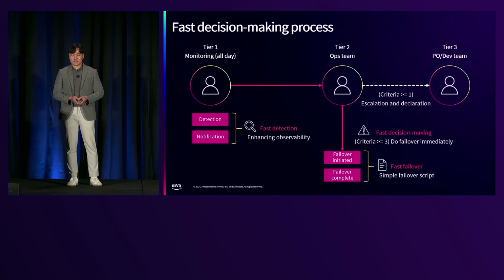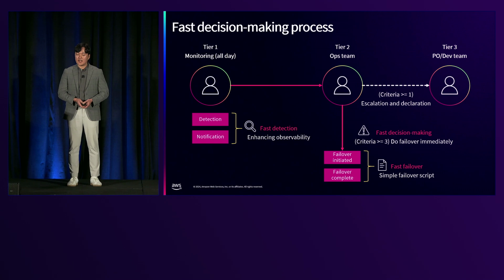Samsung account has a three-tier operational structure. Tier 1 monitors systems all day, receives alerts from monitoring dashboards, and escalates incidents to Tier 2 upon detection. Tier 2 conducts initial root cause analysis and may seek assistance from Tier 3 for further investigations and resolution decisions in case of persistent or severe issues.